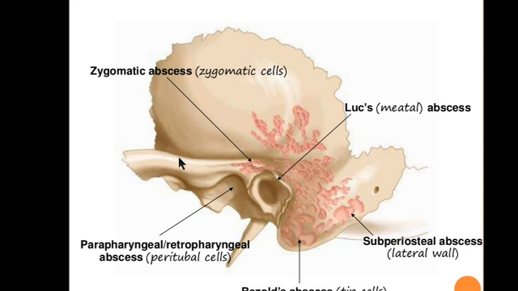Above it goes, it may reach the zygomatic abscess. Immediately in front, then Luc's or meatal abscess. Externally through the mastoid cortex breach, subperiosteal abscess. Through the tip and via the sternocleidomastoid, you have Bezold's abscess. You have parapharyngeal abscess if it is around the eustachian tube.